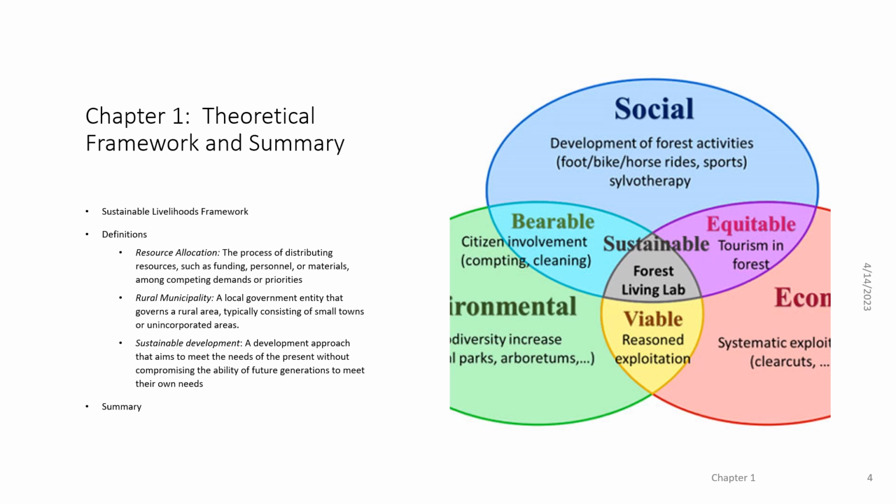Some useful definitions: resource allocation. It's the process of distributing resources such as funding, personnel, and materials among competing demands or priorities. Rural municipality, it's a local government entity that governs a rural area, typically consisting of small towns or unincorporated areas. Sustainable development, a development approach that aims to meet the needs of the present without compromising the ability of future generations to meet their own needs.